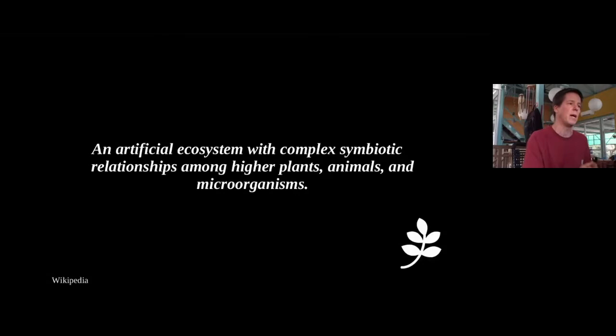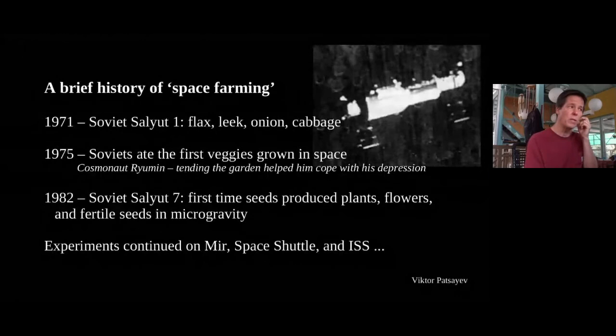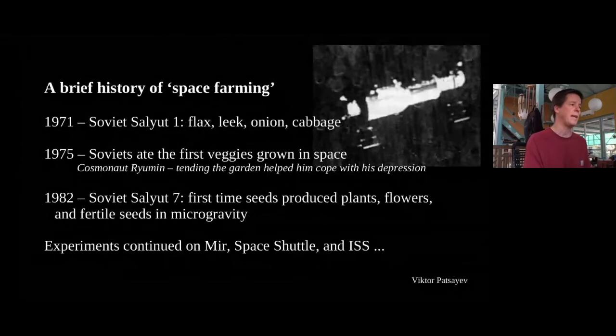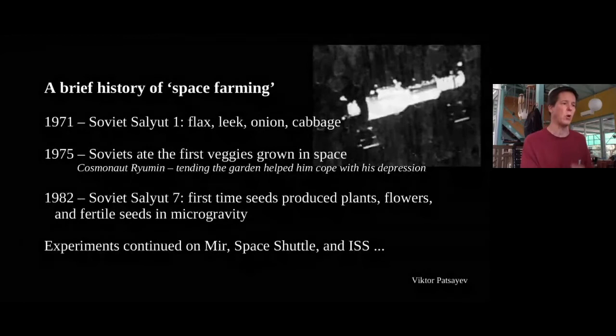So a brief history of space farming, which is really quite fascinating. All the way back to 1971, the Soviets were doing some really cool studies in their space station, working with flax and leeks and onions and cabbage. They ate the first veggies grown in space 4 years later. But what's interesting is that it took about 10 or 12 years before we took seeds into orbit, grew the seeds into a living plant, that produced seeds, that produced another plant that we could eat. One full cycle took over a decade.